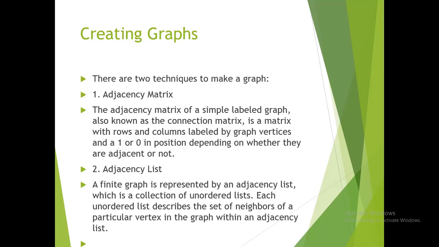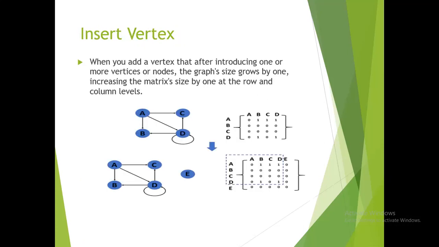Second, adjacency list. A finite graph is represented by an adjacency list, which is a collection of unordered lists. Each unordered list describes the set of neighbors of a particular vertex in the graph. Next, insert vertex.